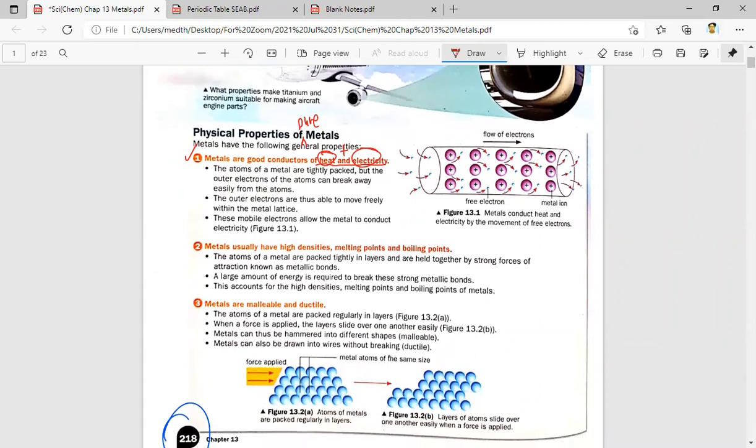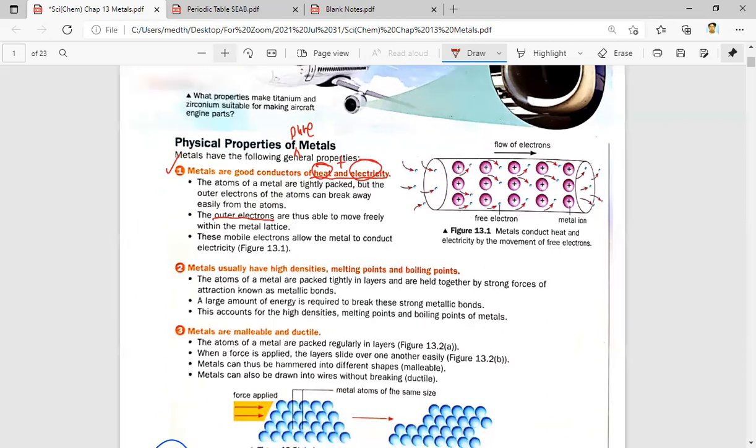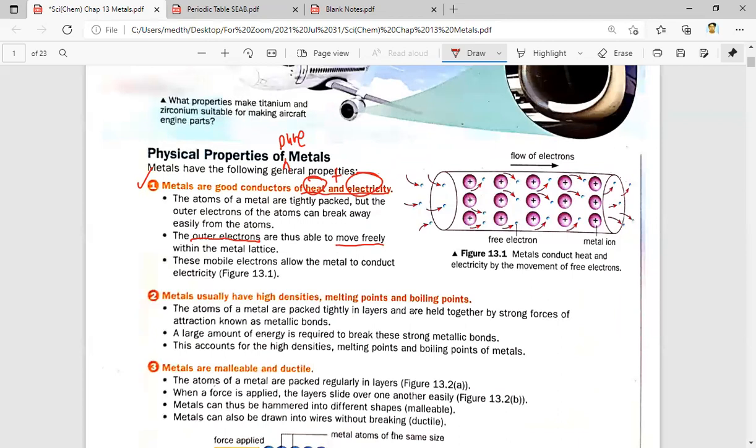Now, why are they able to do so? The key idea here is that the outer electrons are able to move freely within the metal lattice. My suggestion is to remember that the outer electrons are able to move freely. So why are metals good conductors of heat and electricity? Just say that the outer electrons are able to move freely, and that will be good enough to explain why they are good conductors of heat and electricity. So that's the first physical property of pure metal.